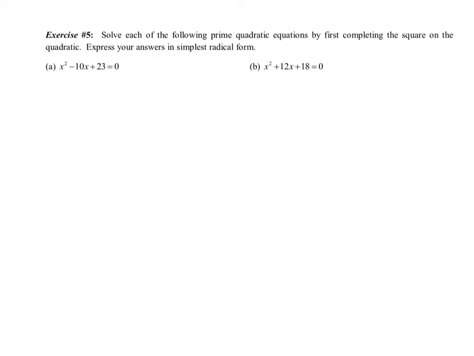All right, example 5 here. Solve each of the following prime quadratic equations by first completing the square on the quadratic. Express your answer in simplest radical form. All right, so we've completed the square. It feels like a million times this year, and we're going to change one step in it. I'm going to work through the first one with you, and you've got the second one on your own. So really get this first one down, pause it, rewind it, do what you need to do.